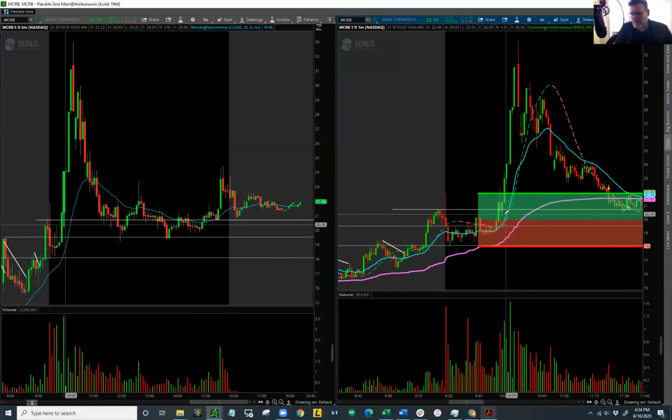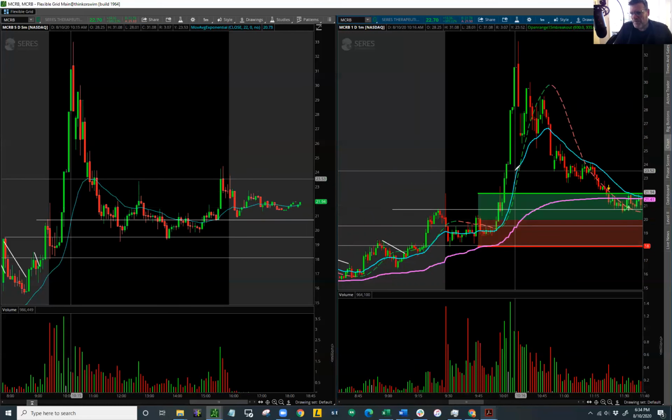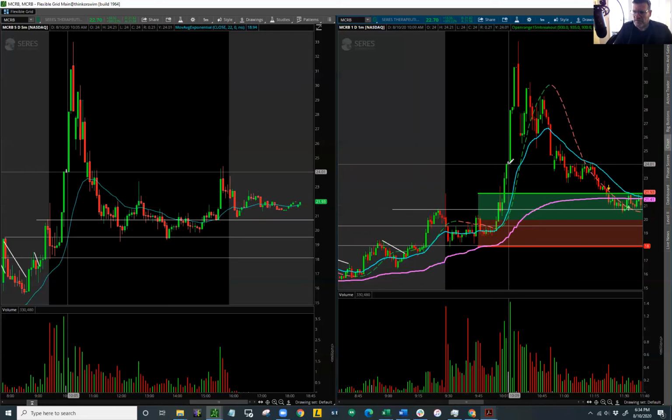But if you would have caught this, it really rode up this 22 really nicely and never gave you an opportunity. It did halt in here.